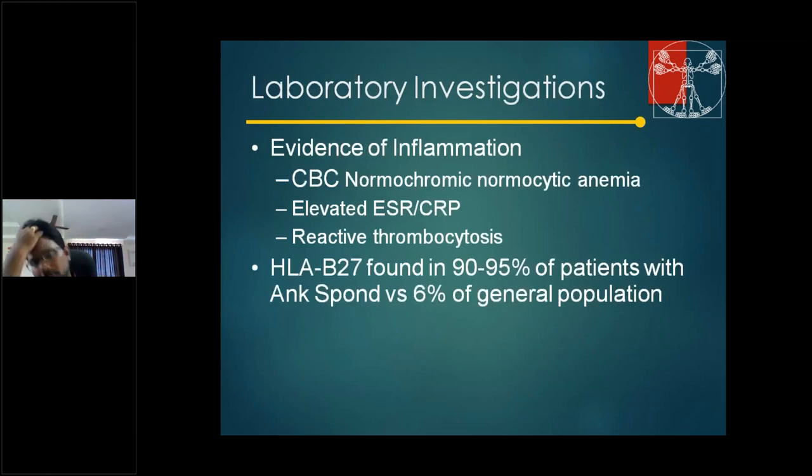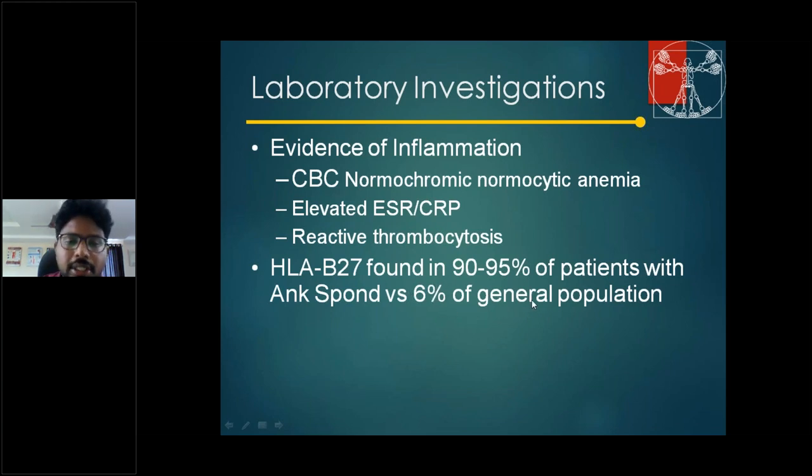So what are the laboratory investigations? There is no definitive laboratory investigation to diagnose the Angspond. But usually you can see normocytic normochromic anemia because it is a chronic inflammatory disease. And there can be elevated ESR or CRP during inflammatory phase. And there can be reactive thrombocytosis. HLA B27, already I told, 90% of patients it will be positive in Angspond. 75 to 90 they give in Harrison. You remember as 90%. In general population, HLA B27 is found in 6% of the population.